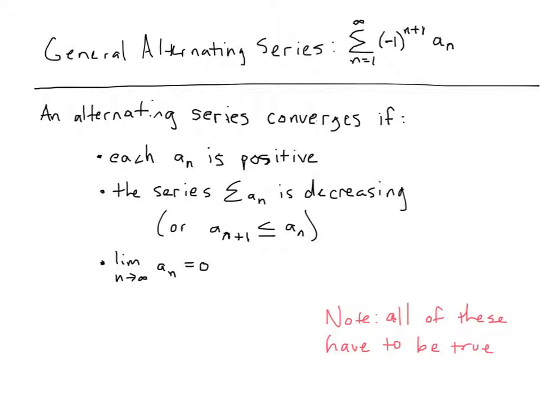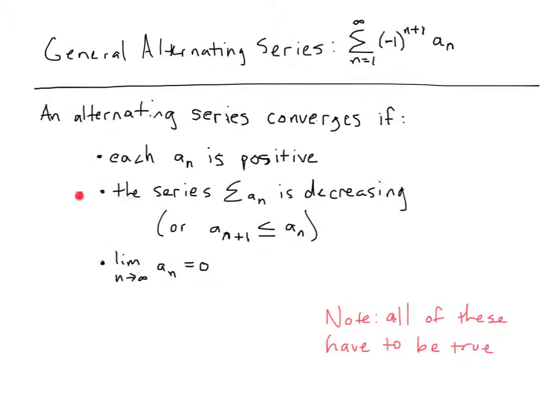An alternating series converges if three things are true, and all three have to be true. Each a sub n is positive, so this part has to always be positive. It might get multiplied by a -1, but it starts off positive. The next thing is that the series has to be decreasing, so as we go from a sub n to a sub n plus 1, that has to be less than or equal to a sub n. It doesn't have to be strictly decreasing, but it does have to be decreasing. And if we take the limit of a sub n as n goes to infinity, it should be equal to 0.